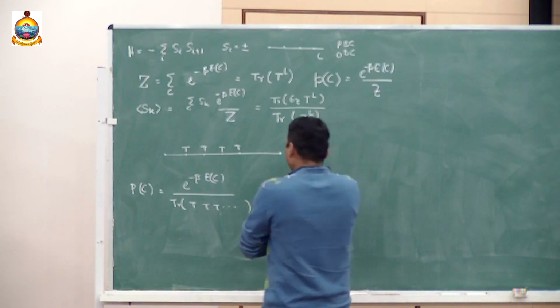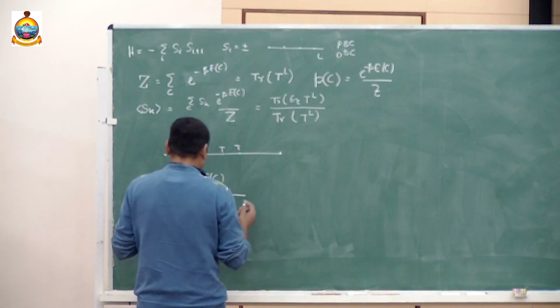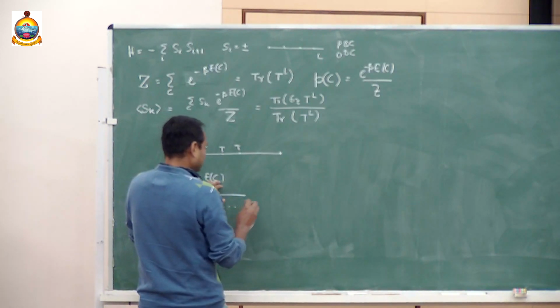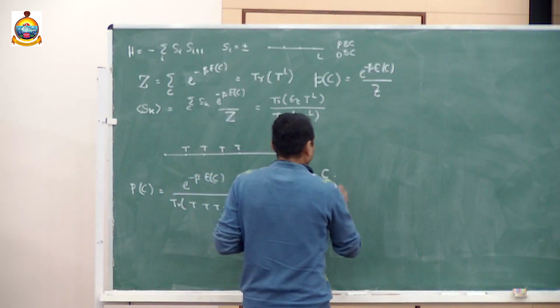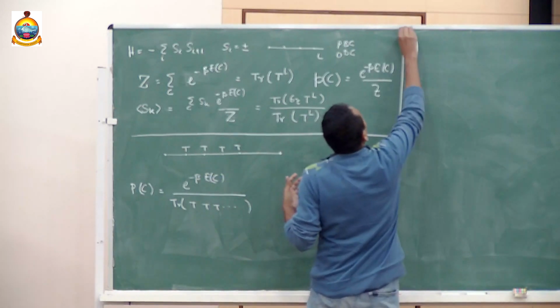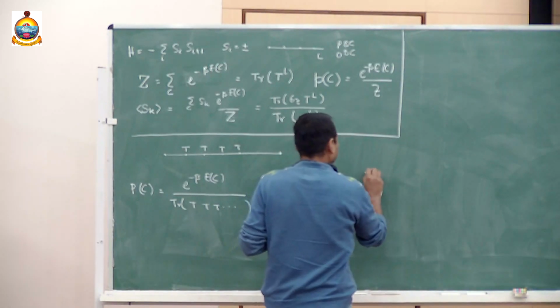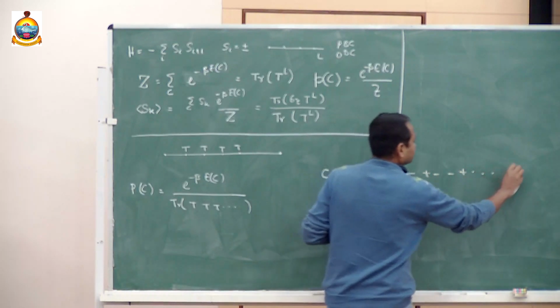What you can do is, I'm not asking you to guess. So e to the power minus beta E of C. Let us think of a configuration C. Any configuration will look like something like plus, plus, minus, minus, plus, minus, minus, plus, something like that.